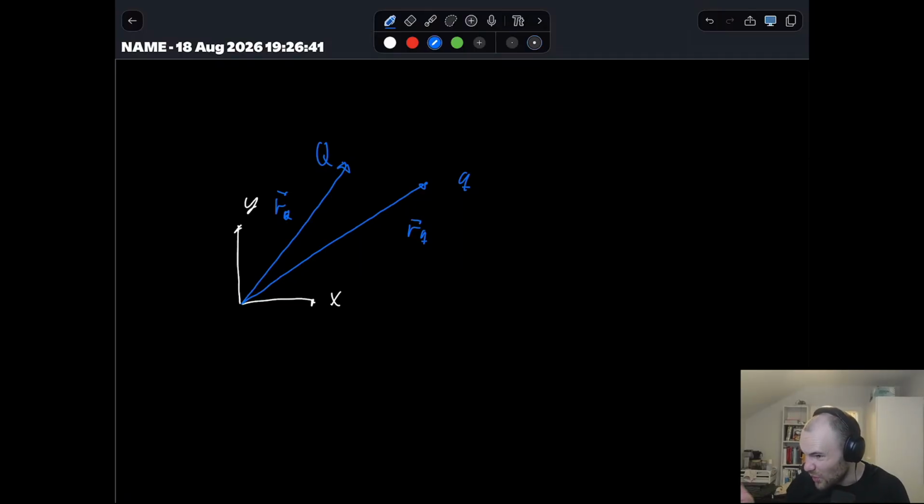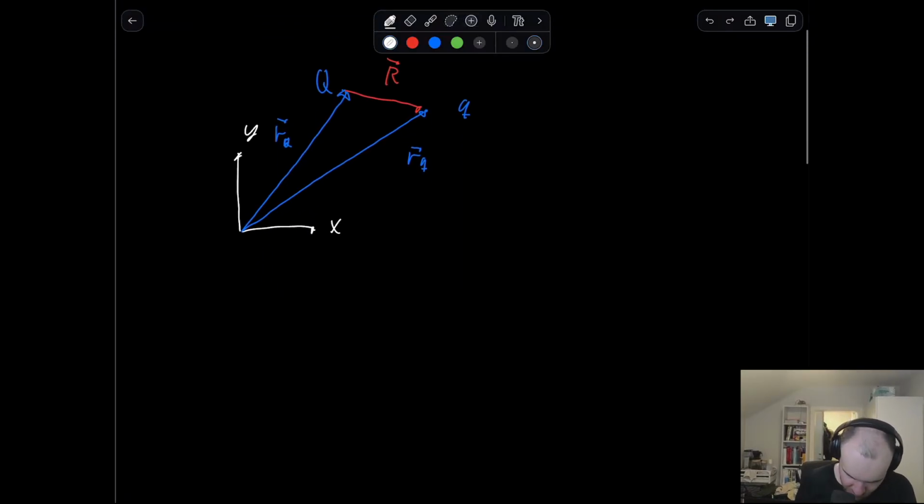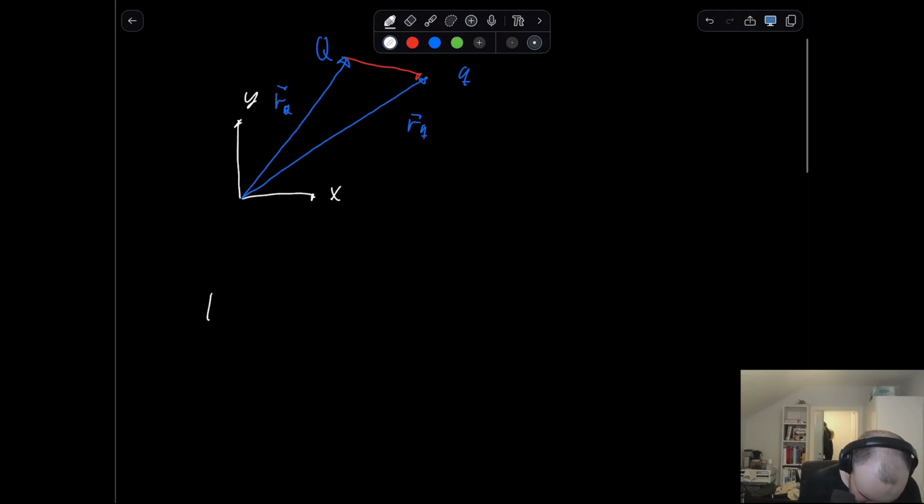And then, of course, we have the difference vector between them, which is this guy. And we just call this capital R, like that. Okay. So now what we want is the force on this guy right here. So what is the force on this charge right here? The force is just Q times Q divided by 4 pi epsilon 0.